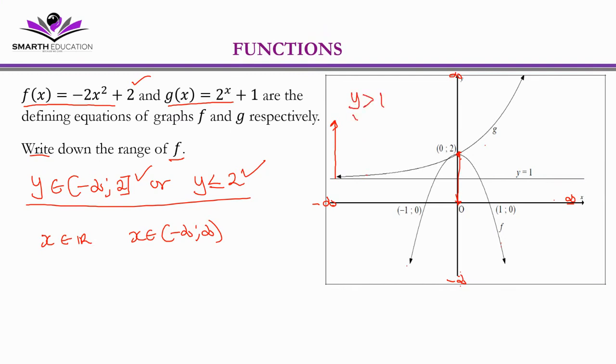Or you can say y is an element of 1, not included, to infinity. See that from the asymptote. Remember, the graph will never touch the asymptote. So it's from above 1 up to infinity.